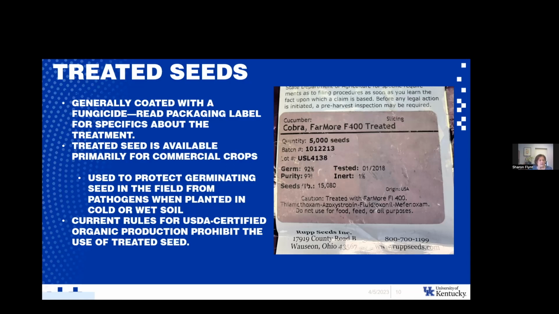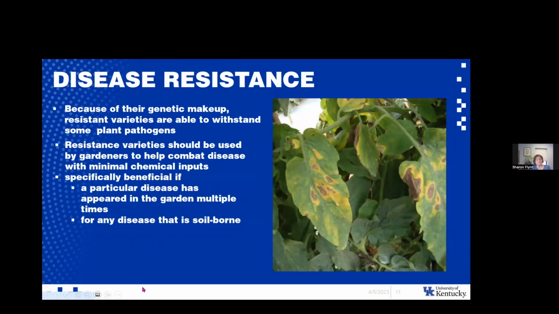So because it is that, you need to read the label, just like with any other pesticide use. Read the label before you start planting and before you start doing anything with that. I know a lot of times the home gardener may come across some treated seeds. Generally, they're in a bulk package, but like at places like the farm stores that sell to the farmers. Current rules for USDA certified organic production prohibit the use of treated seeds. Just a little tidbit there.